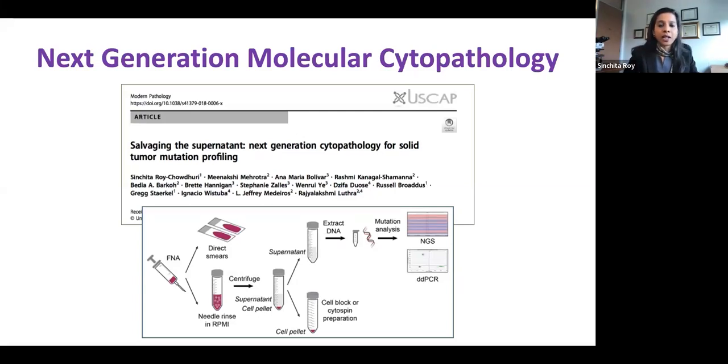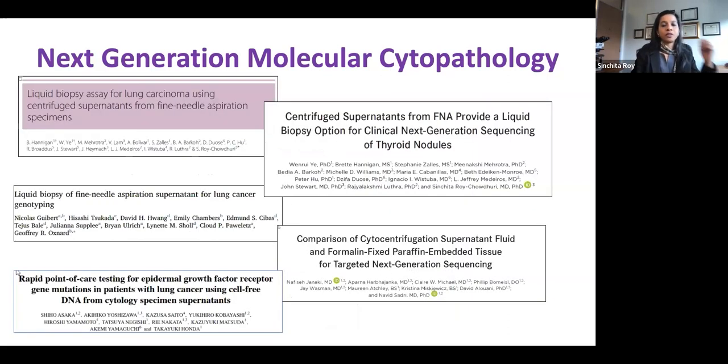At our institution, we actually did several studies where we looked at just the supernatant. So we're not even adding it to any residual fluid. When we spin down and make our cytospin or our cell block, the supernatant that we typically throw away, we were able to extract adequate amounts of DNA to do next generation sequencing studies and do molecular profiling on patients that have tumor. So if you have a patient that has limited material on your block or on your smear, you could potentially use the supernatant to do some of these studies.